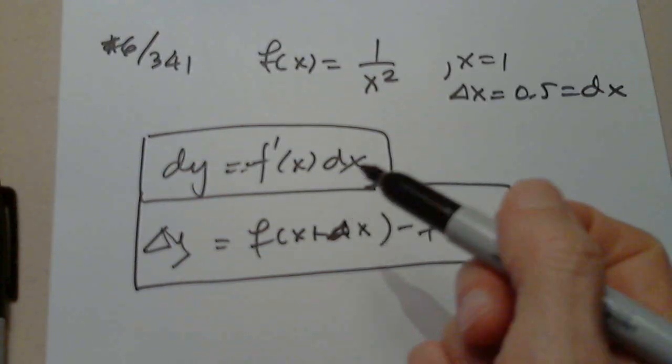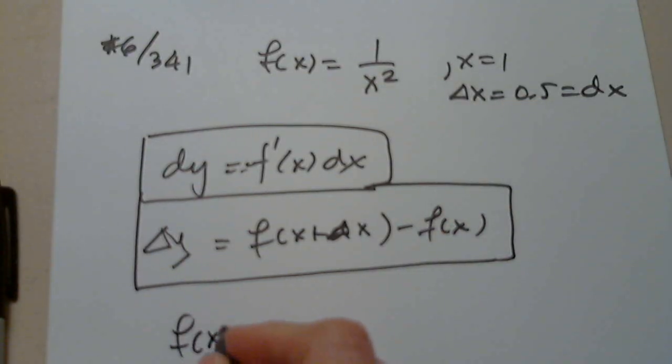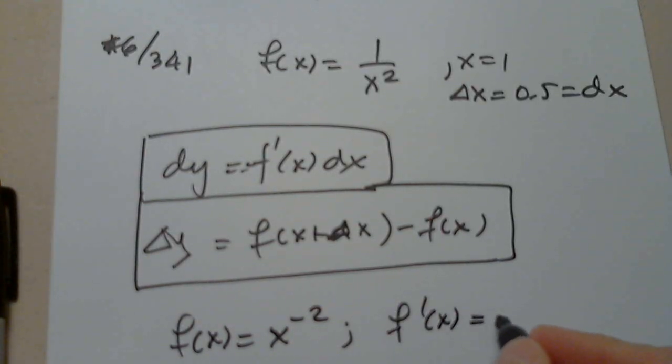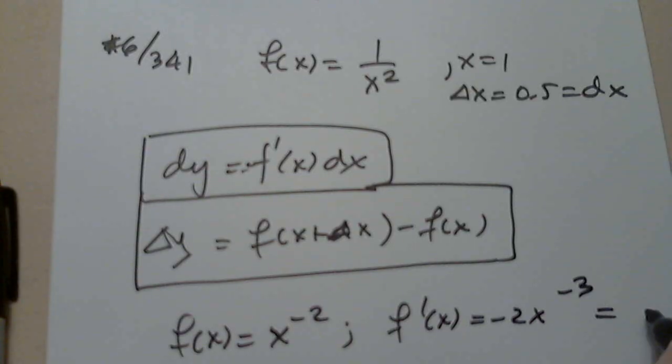Okay, so this function is the same as x to the negative 2. So f prime of x will be negative 2 x to the negative 3, or negative 2 over x to the third. Is this okay so far?